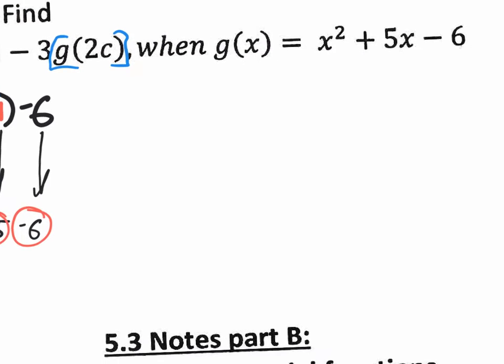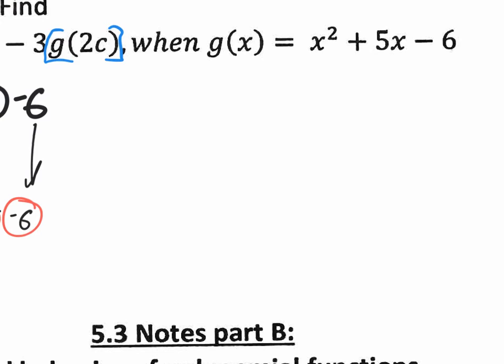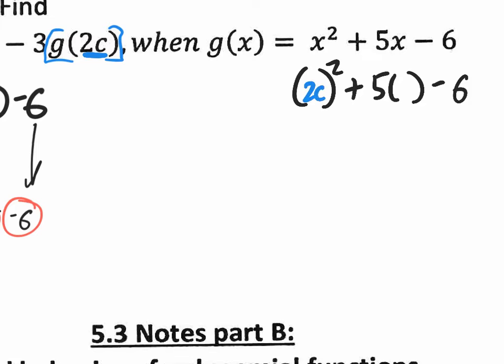So let's go to the g of x function, and let's plug in 2c wherever we have an x. So we have x squared plus 5 times x minus 6. And again, we want to plug in this 2c value. So 2c right in there. Let's do the math. It's a little bit easier because it's a monomial, not a binomial. 2c times 2c is 4c squared. 5 times 2c is 10c. Bring down the minus 6 at the very end.